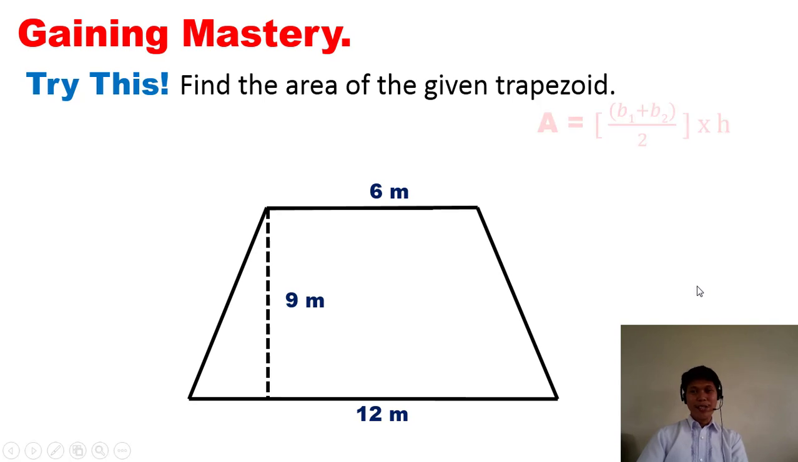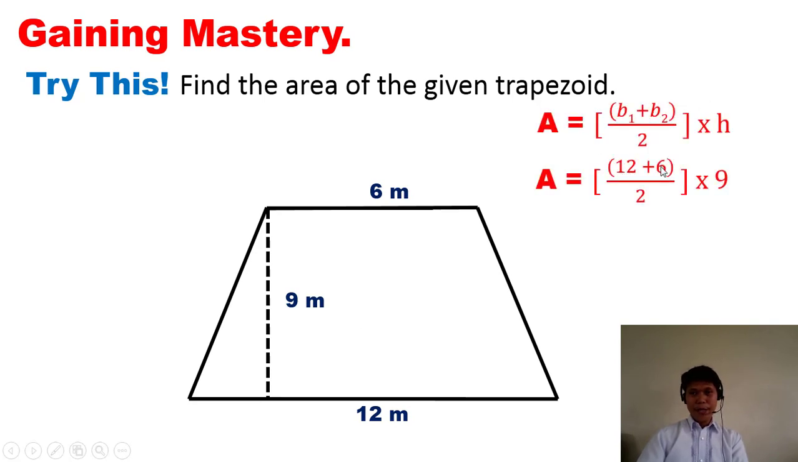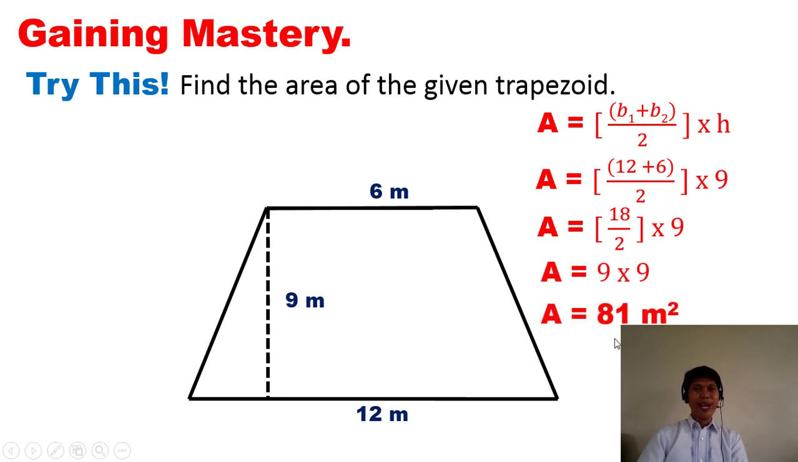Okay, so I will reveal the answer now using the formula. We have base 1 is 12 plus 6, divided by 2, times the height, which is 9. 12 plus 6 is 18, divided by 2 times 9. 18 divided by 2 is 9, and 9 times 9 is equal to 81 square meters. Therefore, the area of this is 81 square meters. Did you get the correct answer? Okay, very good.